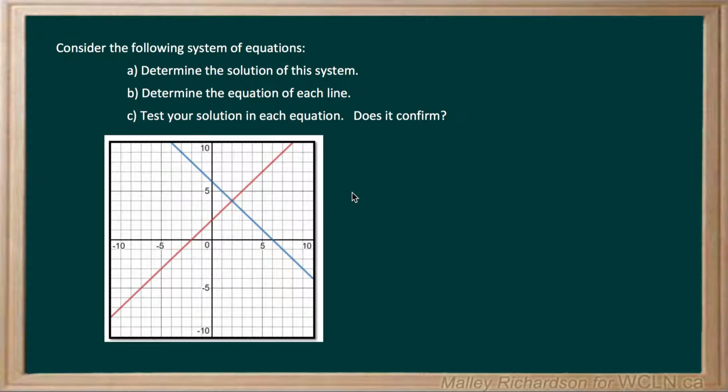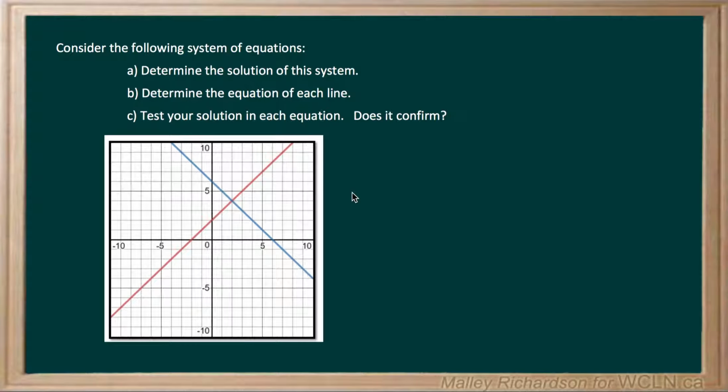Consider the following system of equations. Determine the solution of the system, determine the equation of each line, and then test your solution in each equation to check if it confirms. So we know that this given graph is a system of equations because it contains two different lines.